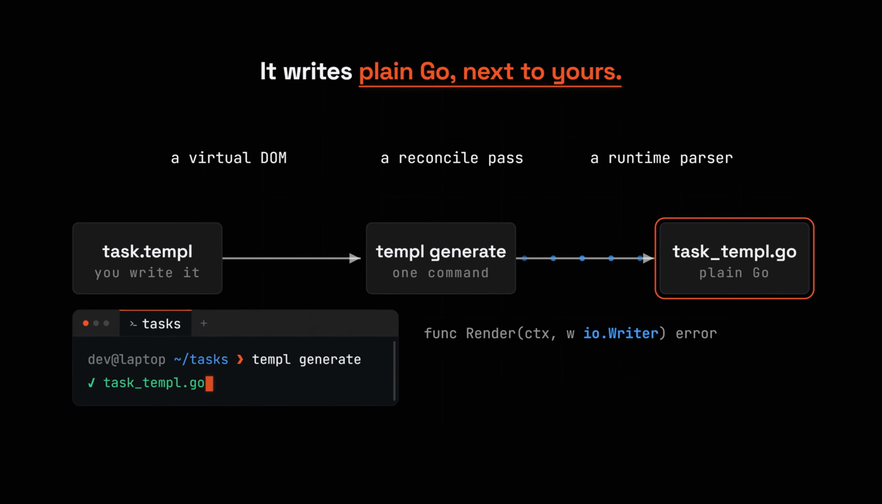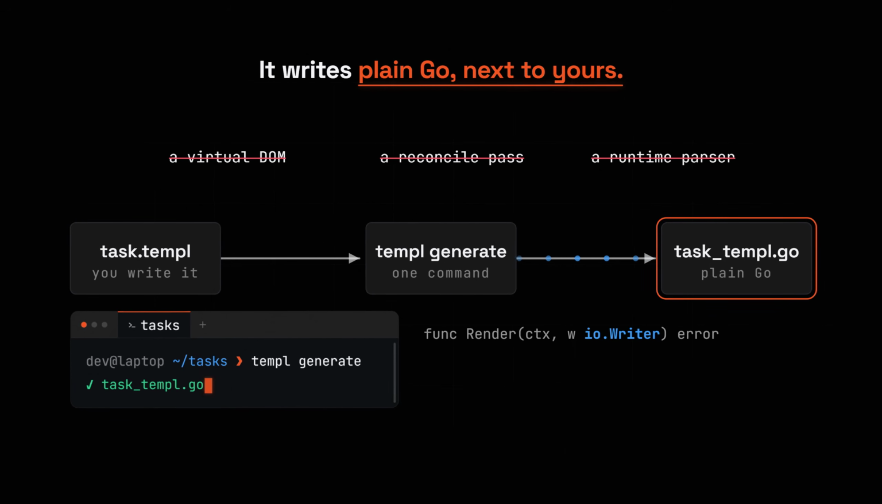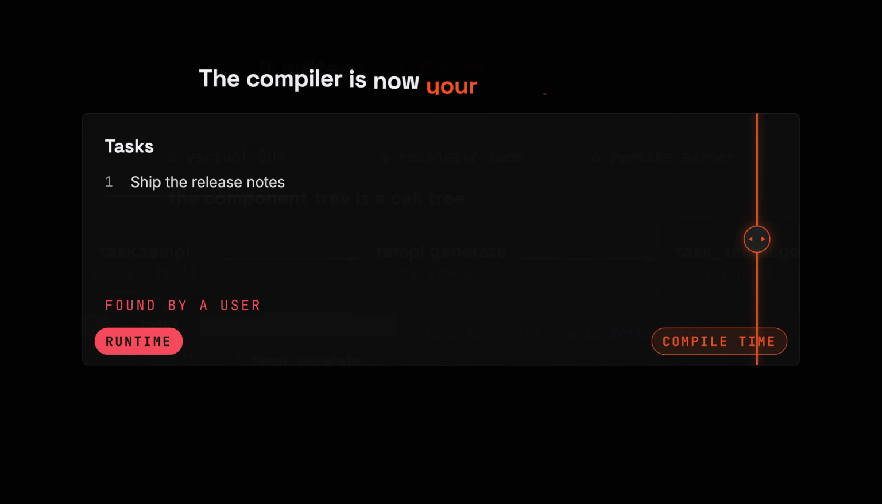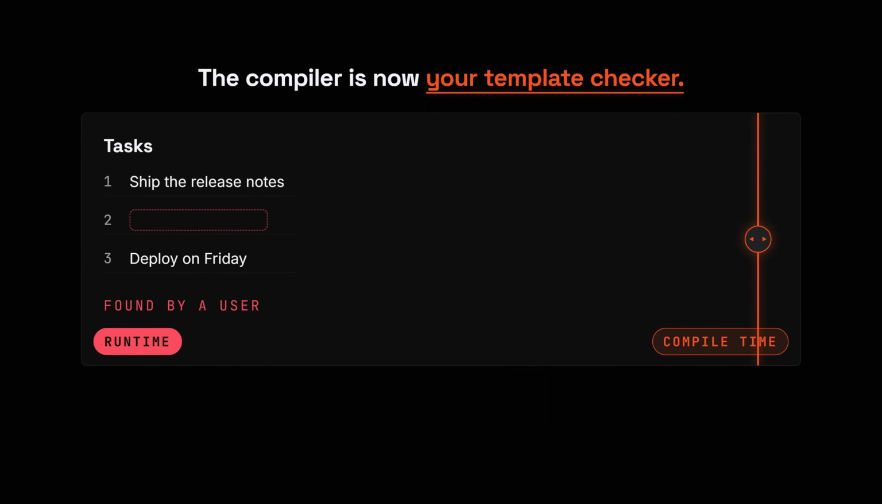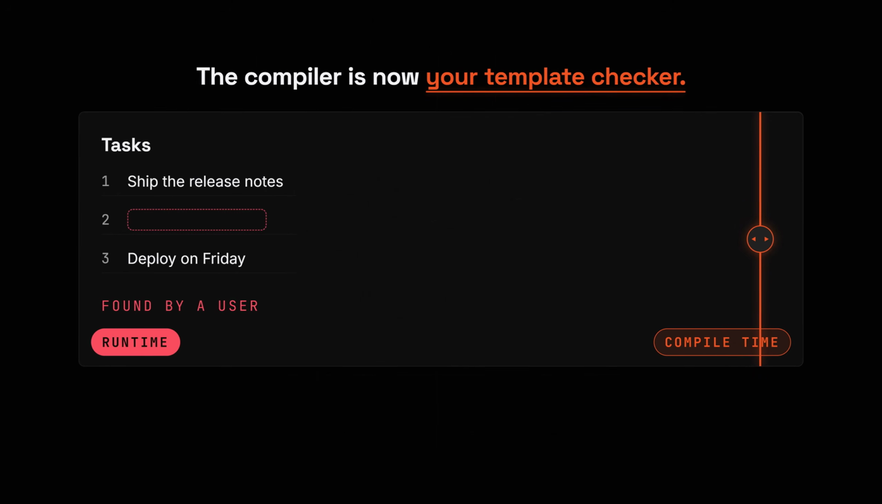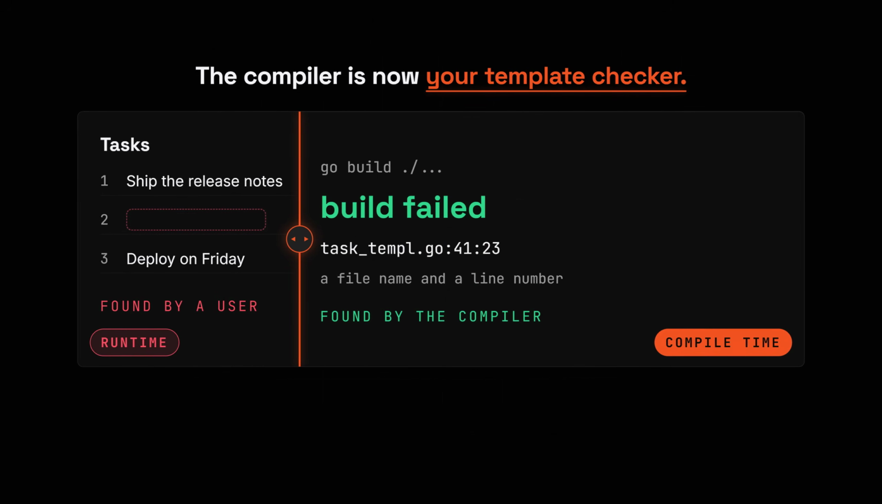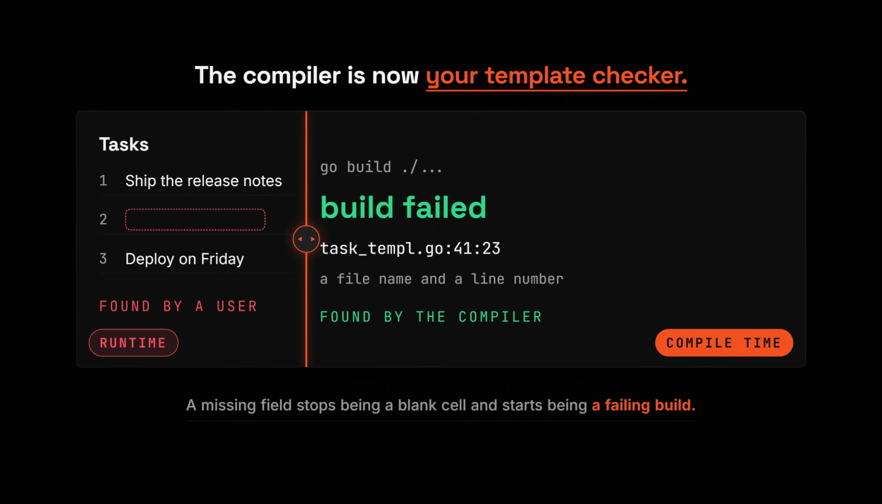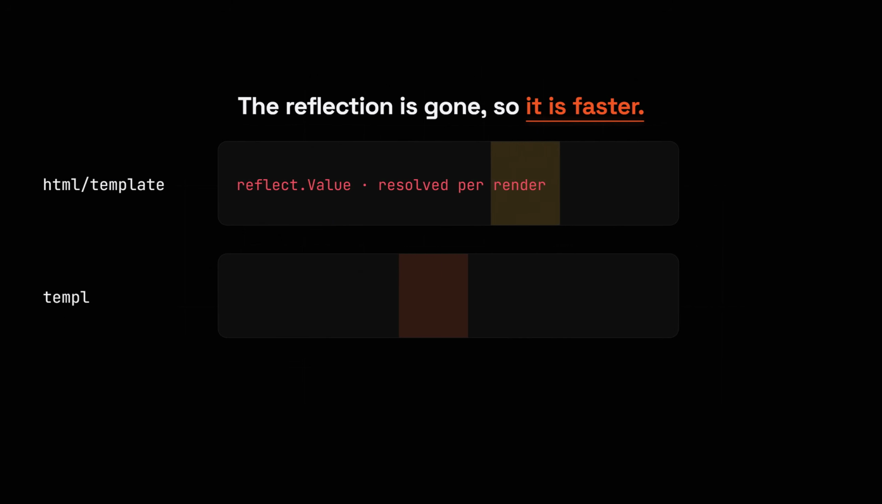There's no virtual DOM, no reconciliation step, no runtime template parser. The component tree is a call tree, which is the entire trick. Once the HTML is Go, the Go compiler is your template checker. A missing field stops being a blank cell and becomes a build failure with a file name and a line number. It's also faster because the reflection is gone.